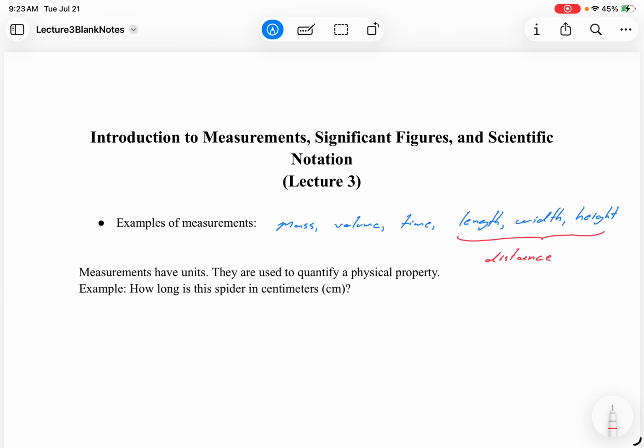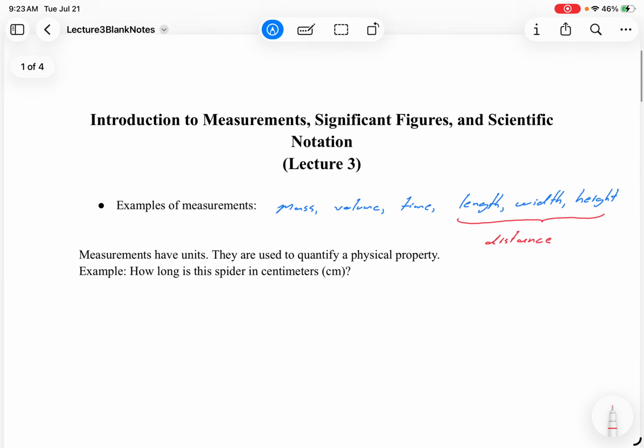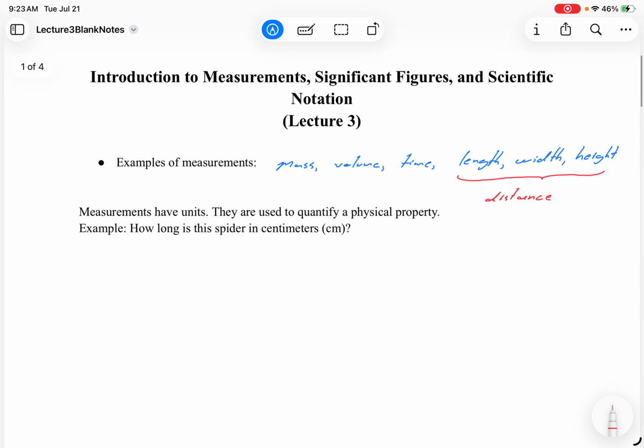You'll encounter them a lot as you go on in chemistry, general chemistry, stuff like that. I can't really think off the top of my head if you're going to see this in organic, but you probably will. Measurements and stuff.